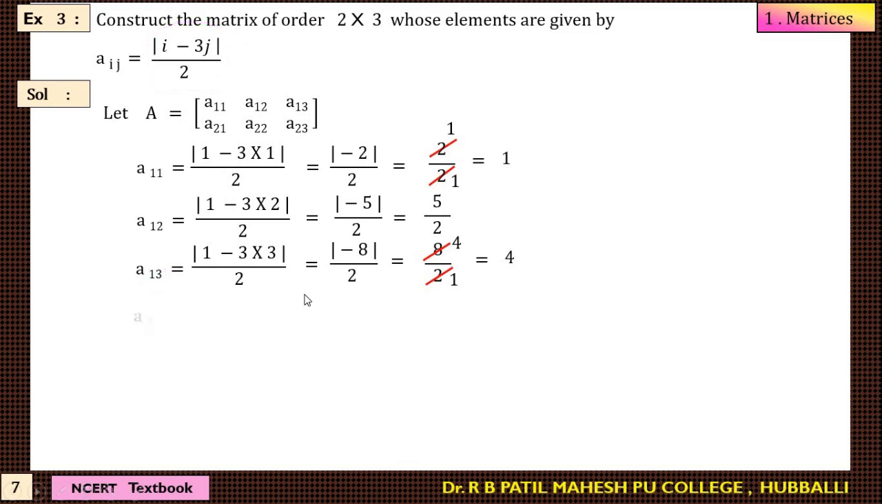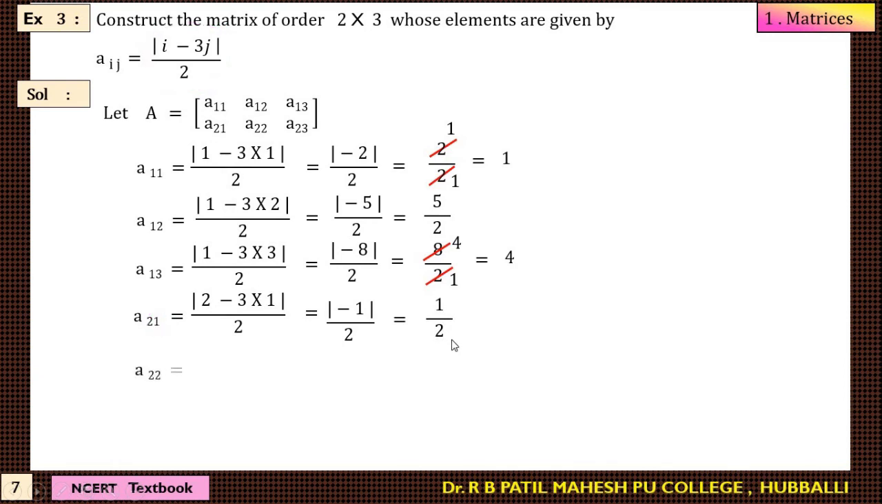Next row elements, A21. In this element, the subscript value is 2, 1. That means I is 2 now, J is 1. So it is modulus of 2 minus 3 into 1 divided by 2. If you simplify this, you will get modulus of minus 1 divided by 2. So modulus of minus 1 is 1, divided by 2.